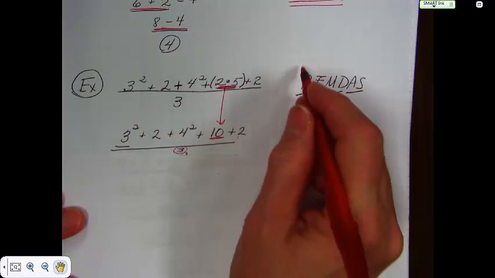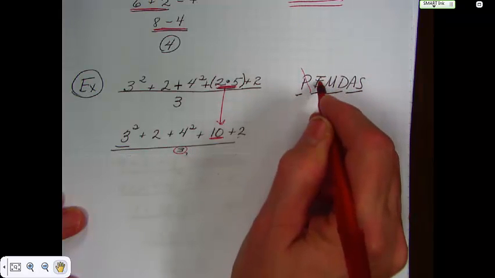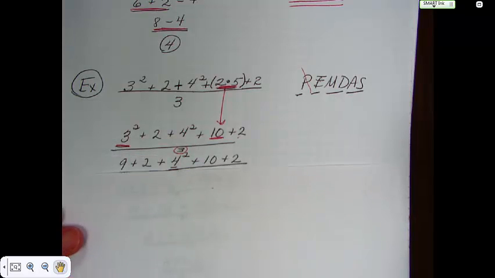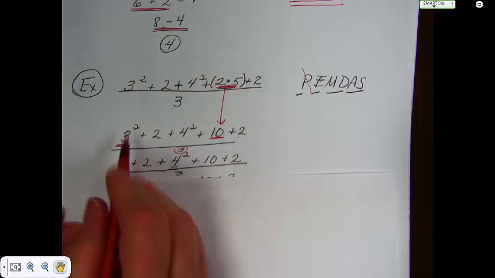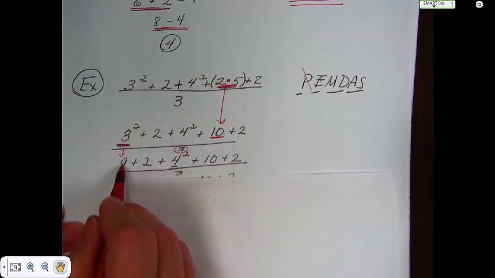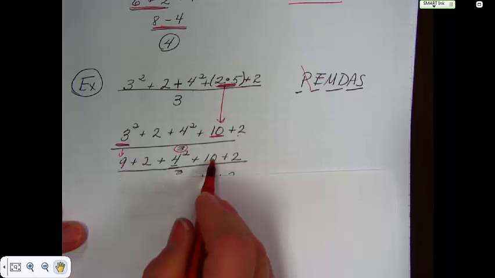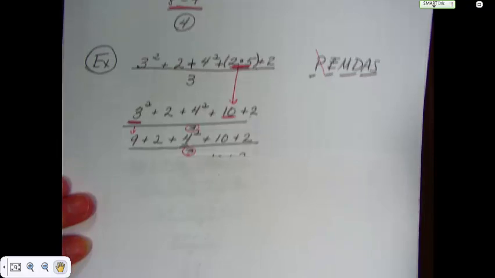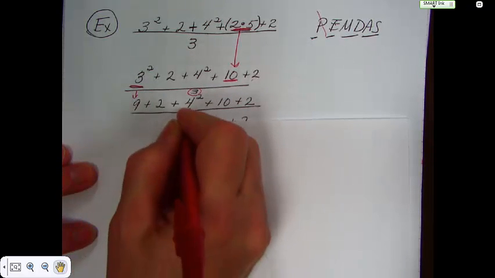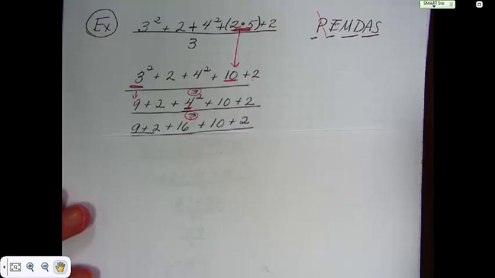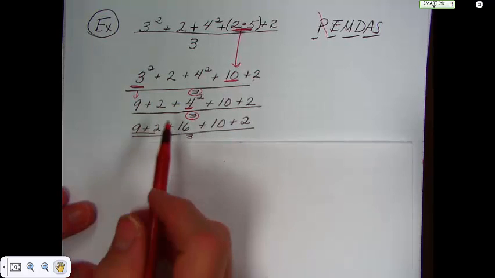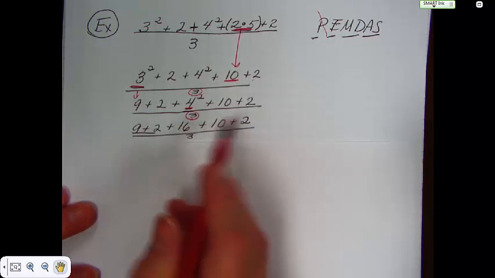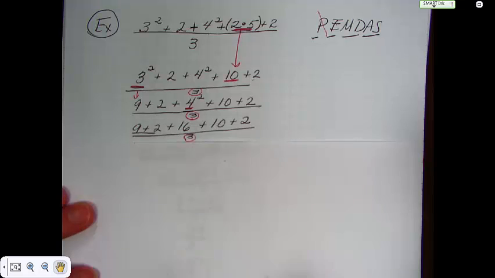Now, parentheses is done. Now we have to go to exponents. And we do have exponents, by golly. So we'll do the next step. We have 9, which is 3 squared, plus 2 plus 4 squared plus 10 plus 2, all over 3. Don't forget that divisor because you'll mess up. The next one we want to handle is this 4 squared because it's an exponent. So our next step is going to look like this: 9 plus 2 plus 16 plus 10 plus 2, all divided by 3.